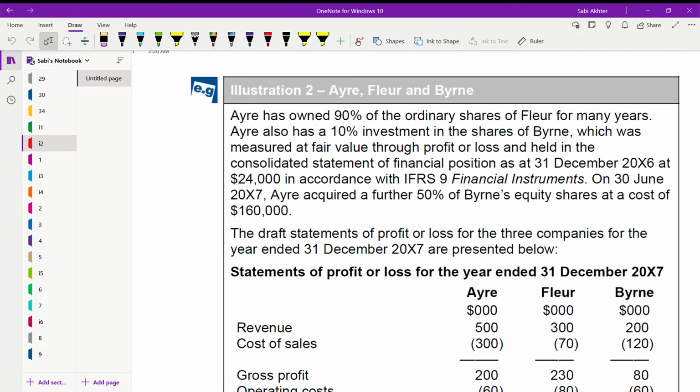So here you see the nature here, they have clearly given you the percentage that he has owned 90%. Okay, so he has owned 90% of the ordinary shares for many years, and I also has a 10% investment in the shares of Bryony. Okay, this 10% is a different investment and this 90% is a different investment. Okay, this is a subsidiary and this 10% is what? It is 10%. It's not a subsidiary, it's not an associate also because it's less than 20%. So what is it? It is a financial asset. Yes, it is dealt under IFRS 9.